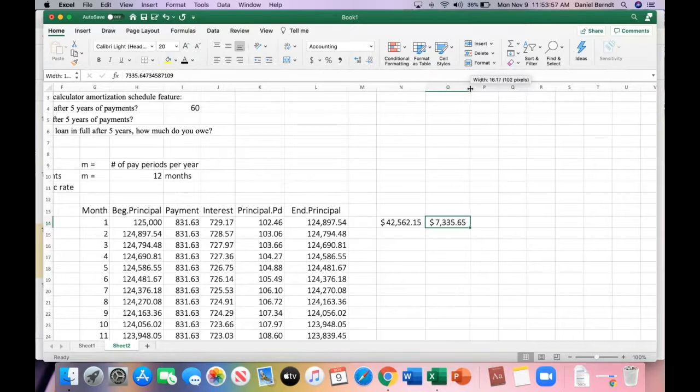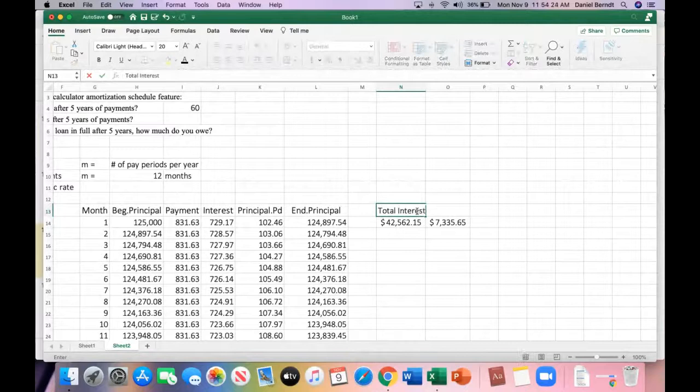So in 5 years' time, I borrowed $125,000 5 years ago. Across those 5 years, I've only paid $7,300 towards my borrowings. I have paid $42,000 to the lender. That is simply the cost of borrowing. None of that money right there goes towards my principal. That is simply profit earned by the lender. Okay, so this is total interest through 5 years. This is total principal paid during those 5 years.